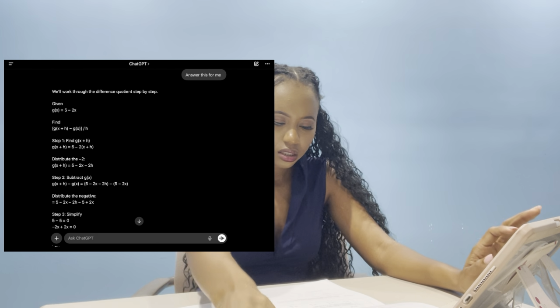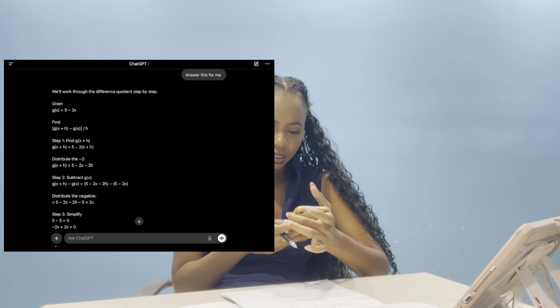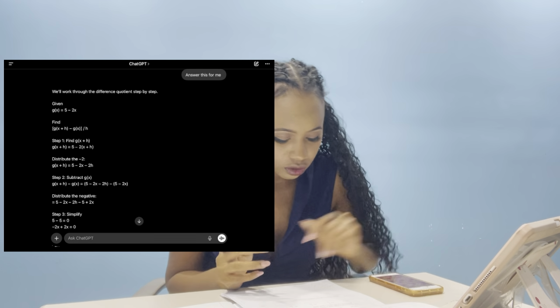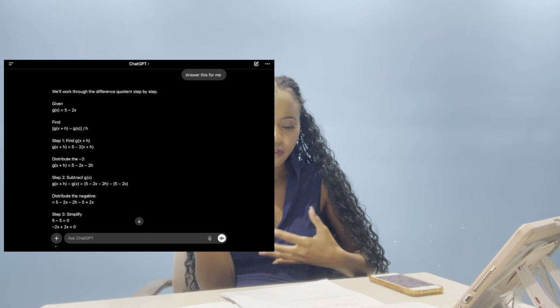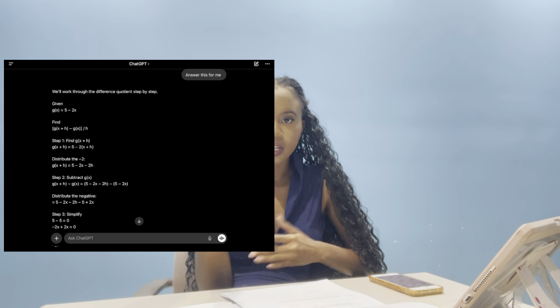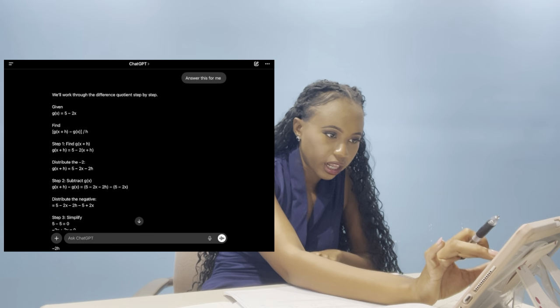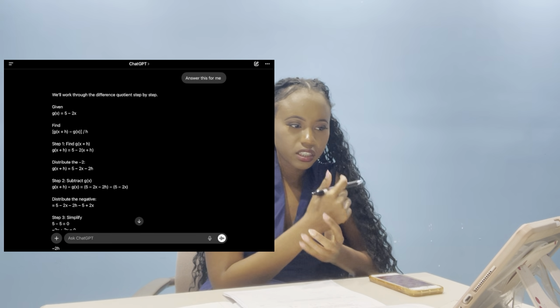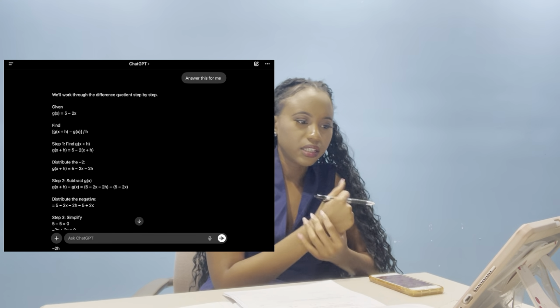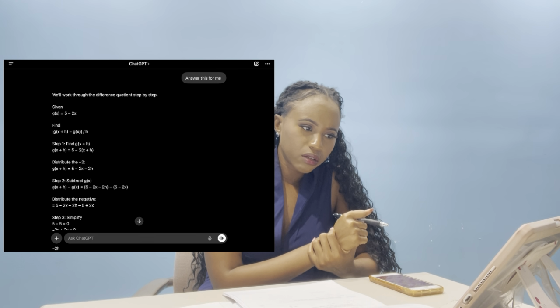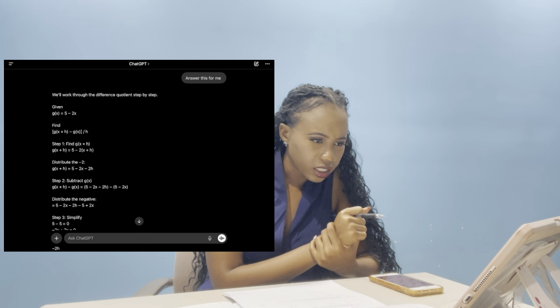So that's the difference quotient. Remember, the difference quotient is f of open bracket x plus h close bracket minus f of x, divided by h. Usually we say g of open bracket x plus h. That's the same thing, they just switch out the letters. So the first thing we're going to do is find g of x plus h.